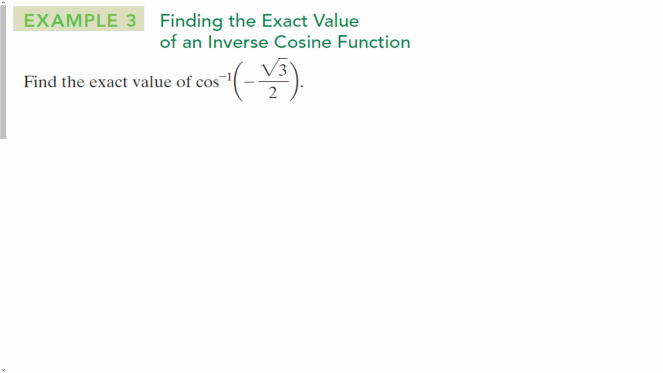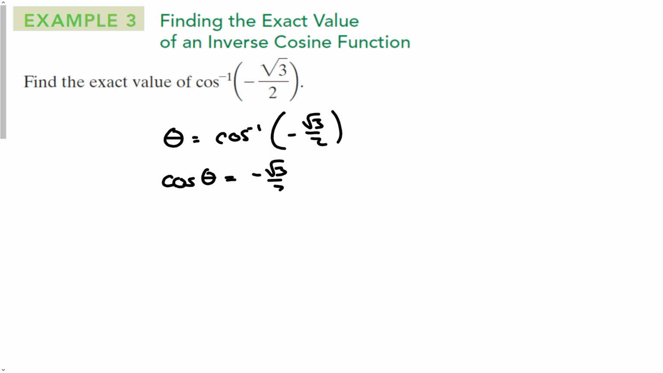So it's not a negative angle, because in the fourth quadrant, the cosine is positive, right? The x-coordinate is still positive in the fourth quadrant. So we're looking for an angle whose inverse cosine is negative radical 3 over 2. So that means there's an angle where the cosine of theta is equal to negative radical 3 over 2, and that angle is 5 pi over 6.